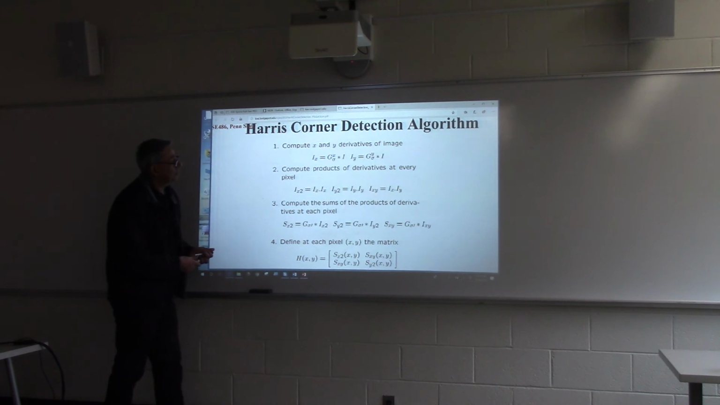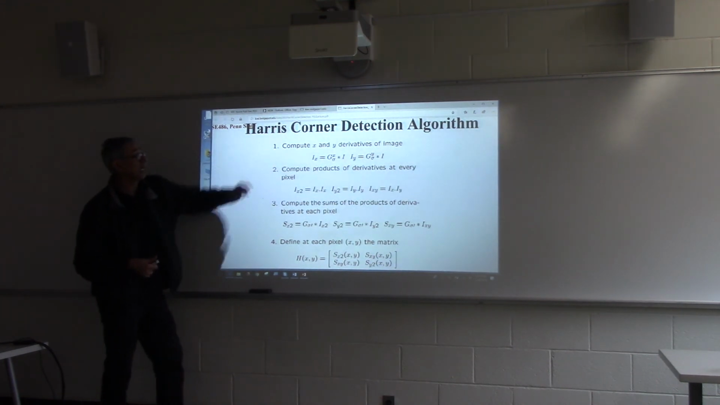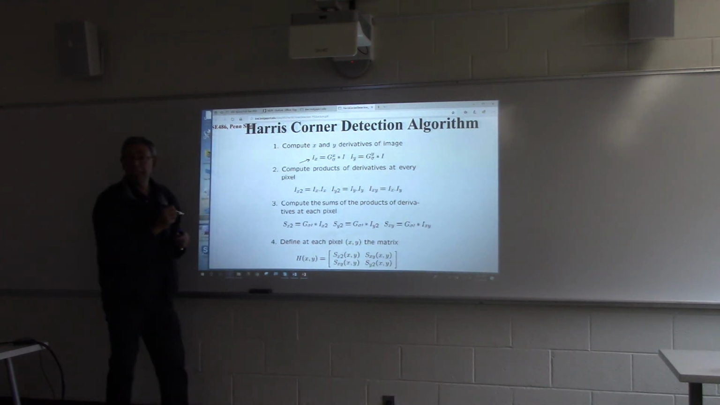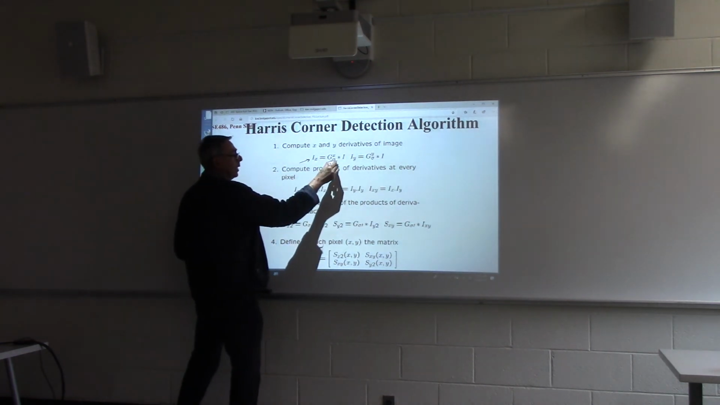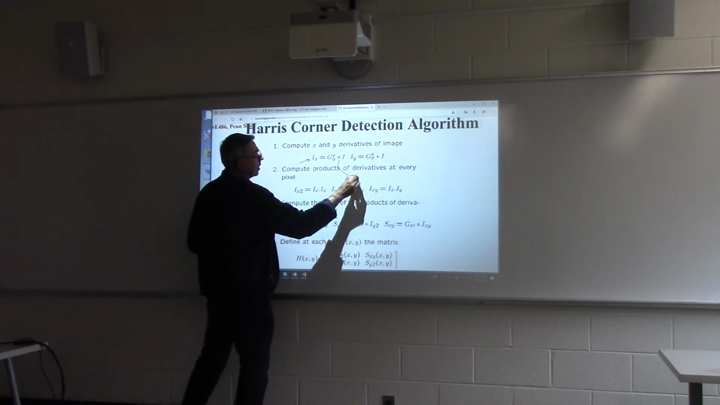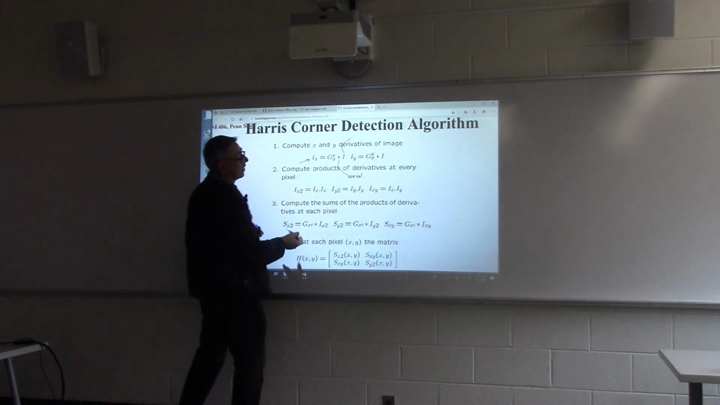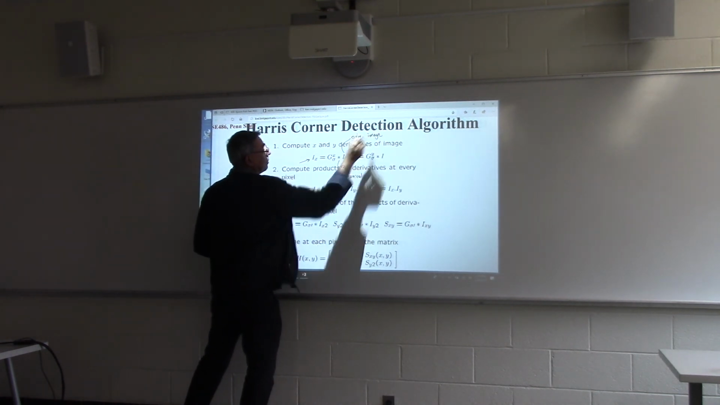Let's examine this algorithm. The overall algorithm goes through these 4 or 5 steps. First, compute the x and y derivatives of the image. Ix, as we had discussed, is the derivative in x, obtained by applying a Sobel kernel. What does the star mean over here? Convolution. I is not the identity, but the original image in the author's terminology.